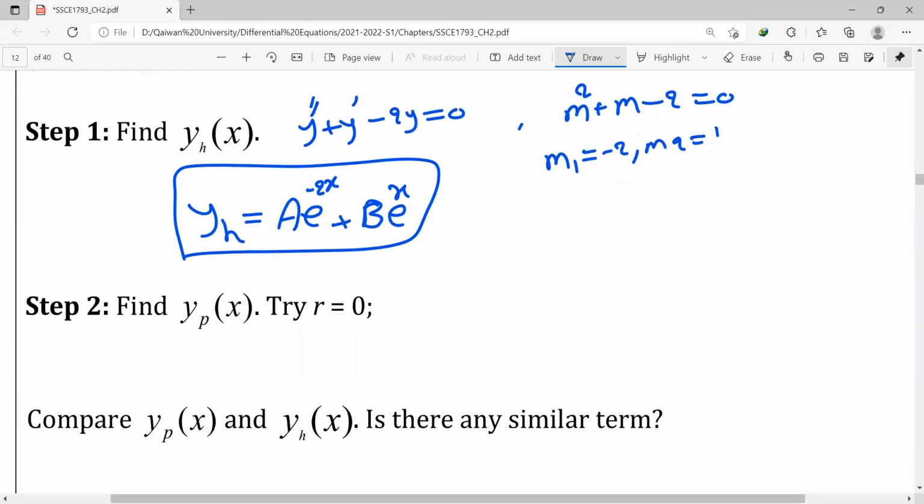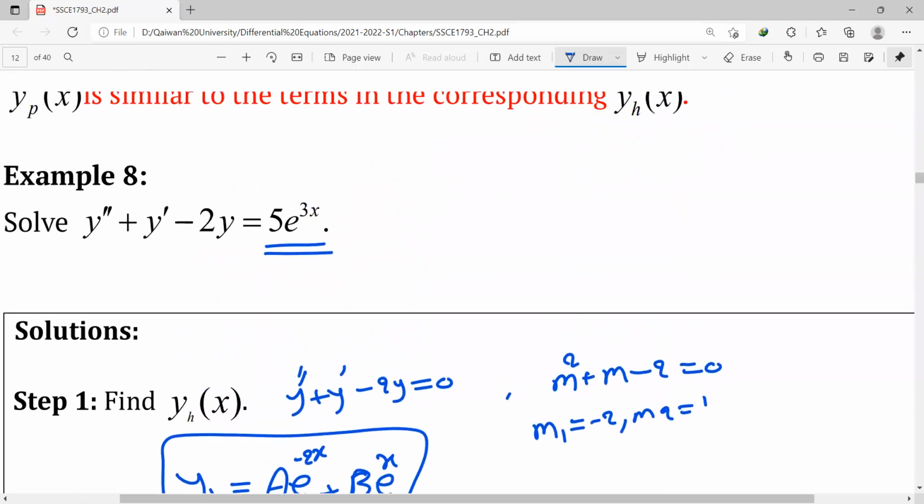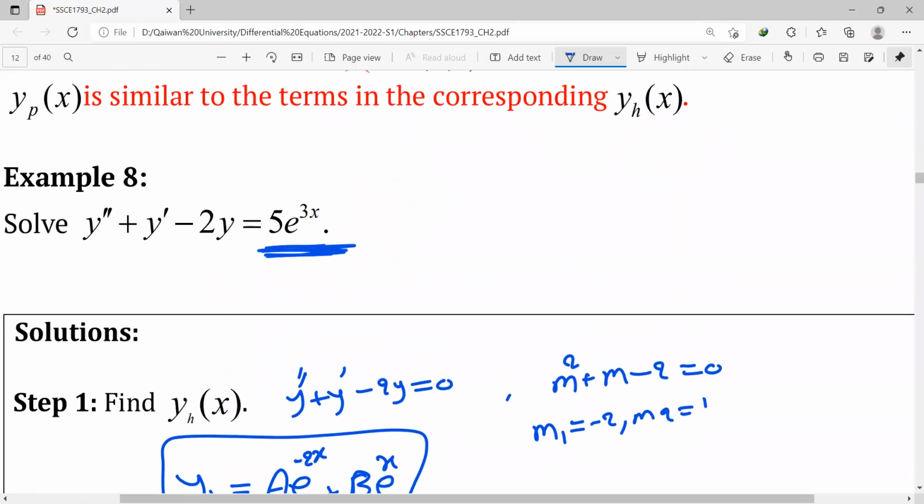And now we choose the particular solution. Since the right-hand side is an exponential function, the particular solution must be in this form. We say yp must be in the form of x to the power r, d e to the power mx.